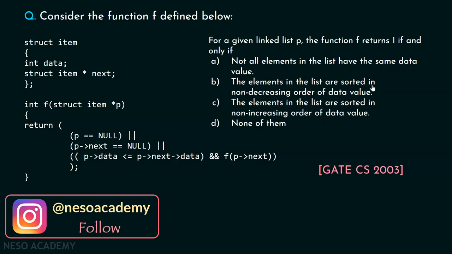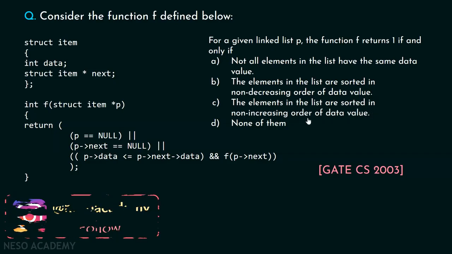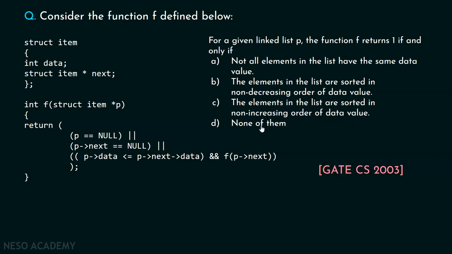The elements in the list are sorted in non-decreasing order of data value. The elements in the list are sorted in non-increasing order of data value or none of them. This question has been asked in GATE CS 2003. I would encourage you to pause the video for a while and try to answer this question on your own. I hope you're done. Okay, let's move on to the solution.